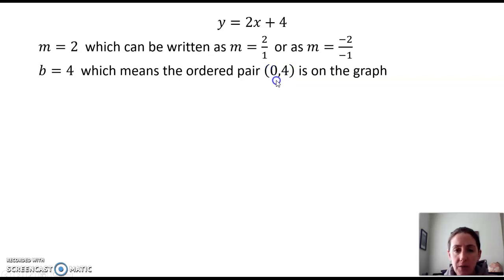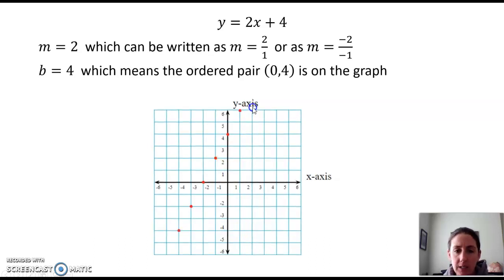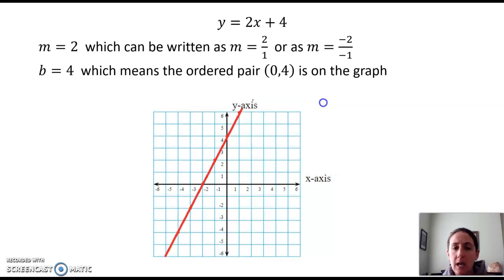So let's start with that. We know the ordered pair 0, 4 is on the graph. So we'll start by graphing that point right there. Now our slope tells us what we can do is go up 2, right 1 and put a dot there, or we can go down 2, left 1, and we get all these dots right here, which we can now see that nice straight line forming. Connect the dots, and there is the graph of y equals 2x plus 4.